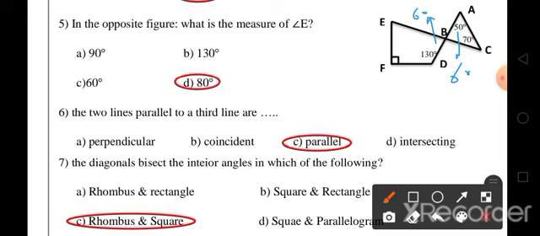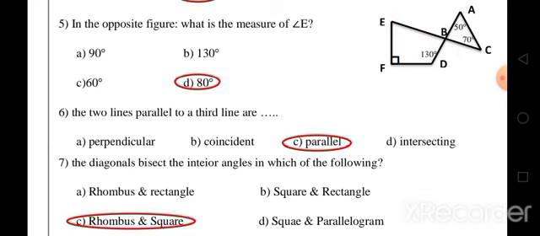Okay, and look at this figure. EFDB is a quadrilateral. The sum of the measures of its interior angles equals 360. So we will calculate 360 minus (60 plus 130 plus 90) degrees. So the measure of angle E will be 80 degrees.